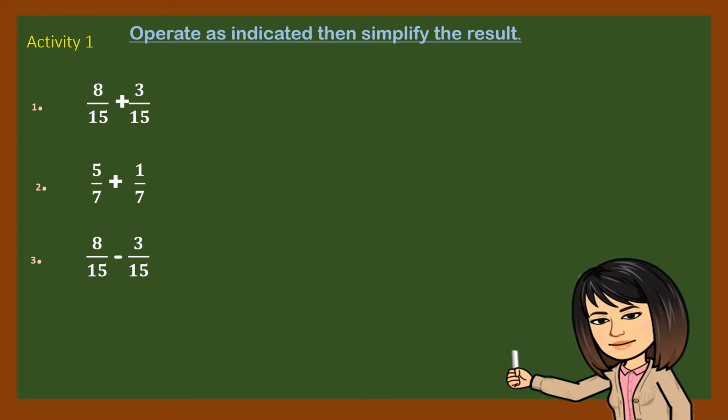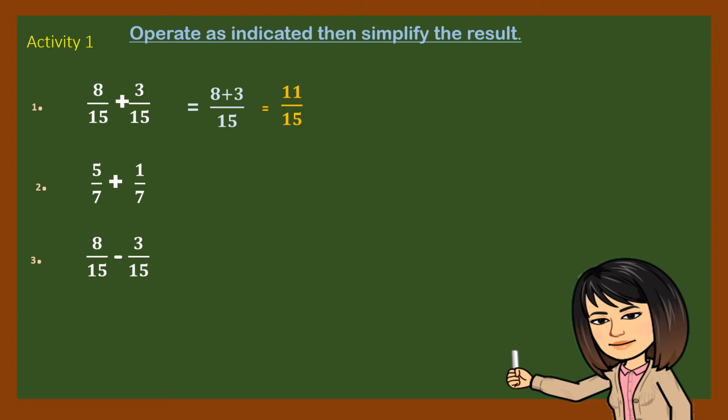Why are they called similar fractions? They are called similar fractions because the denominators are the same. So, adding similar fractions is very simple. Let us add only the numerators and copy the common denominator, then simplify. So, the result of number 1 is 11 over 15.